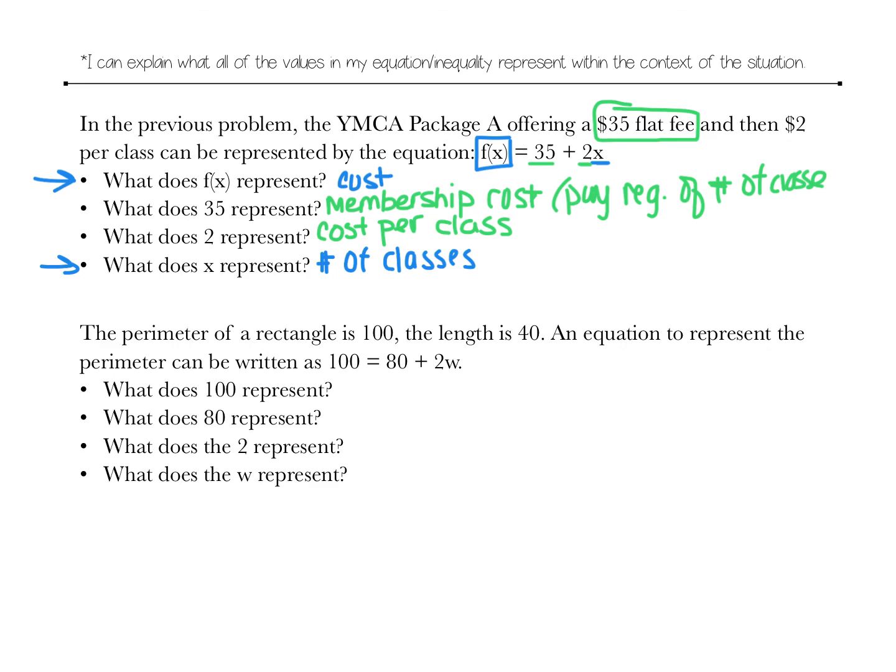So I'd like you to go ahead. The perimeter of a rectangle is 100, the length is 40. An equation to represent the perimeter can be written as this. Go ahead and pause the video, and I'd like you to try to define as many of those pieces as you can. What do they mean in the context of the problem?